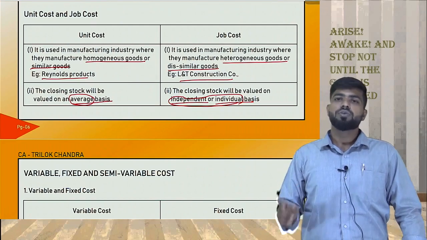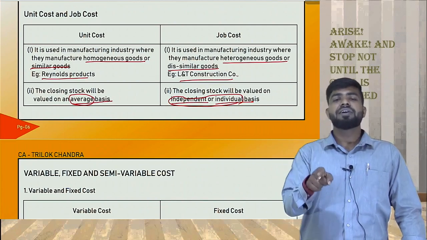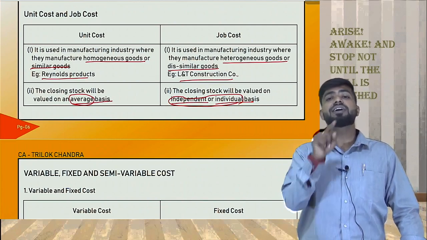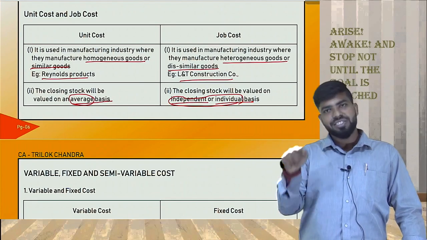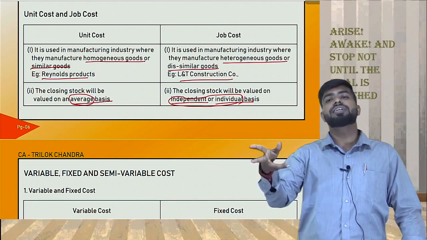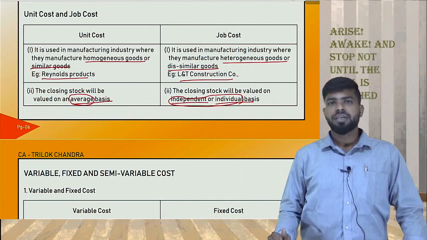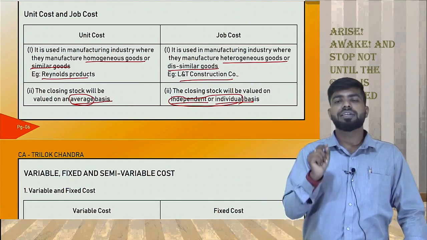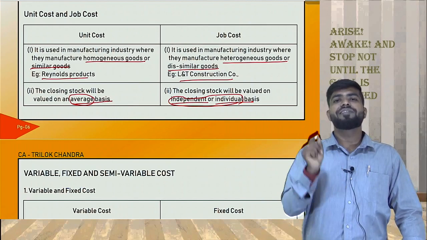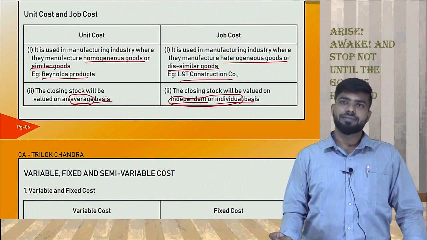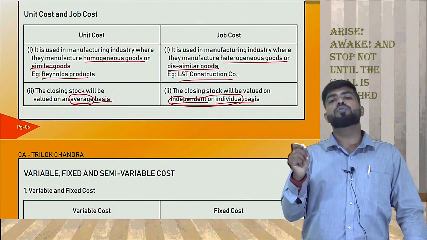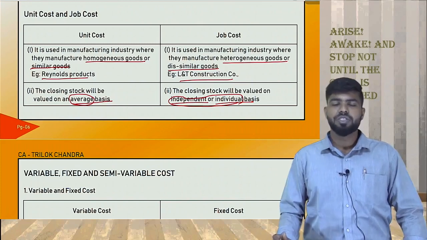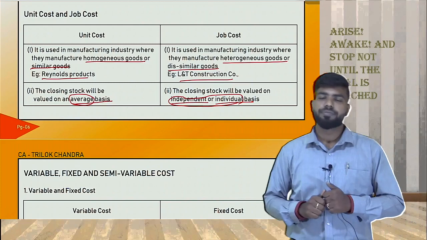What is unit cost? Unit cost will be used in the manufacturing industry where they manufacture homogeneous or similar type of goods. Job cost will be used in the manufacturing industry where they manufacture heterogeneous or dissimilar goods. In case of unit costing, very important, we are going to evaluate the stock on an average basis. In case of job costing, we are going to evaluate the product on individual basis or independent basis. This is what we discussed in today's session.